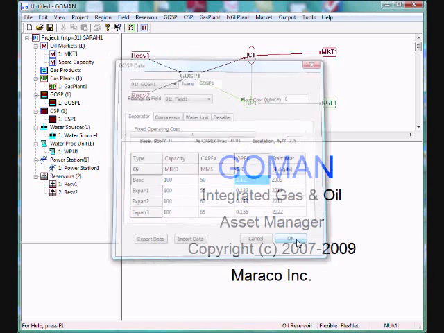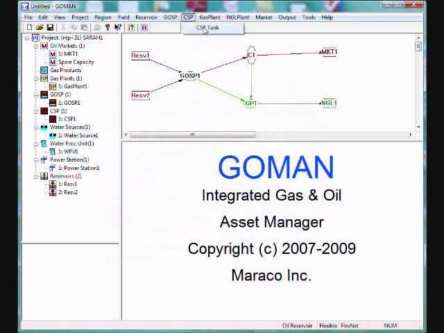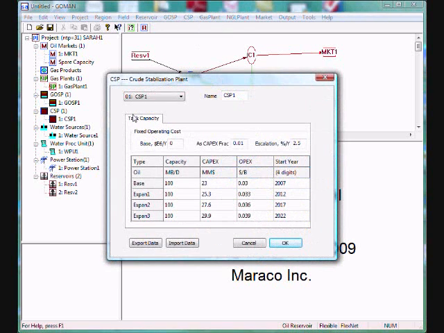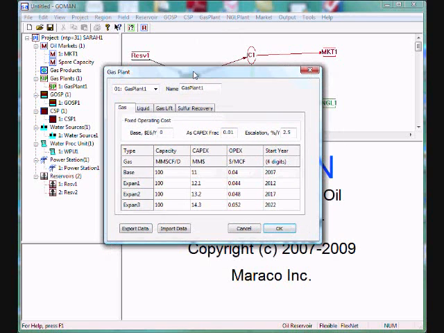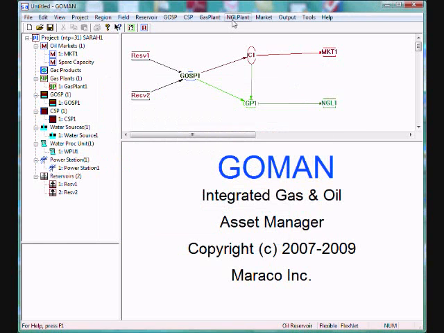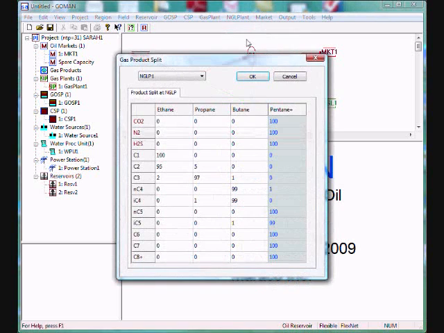We continue by defining properties for the CSP, which has a single unit, which is the tank capacity. So we can also define capacity, capex, opex, and a starting year, and a fixed operating cost. We will do the same with the gas plant, which has 4 different units: a gas unit, a liquid unit, a gas lift, and a sulfur recovery unit, for which we will define again capacity, max capacity, capex, opex, and a starting year. For the NGL plant, we can define the recovery fractions.